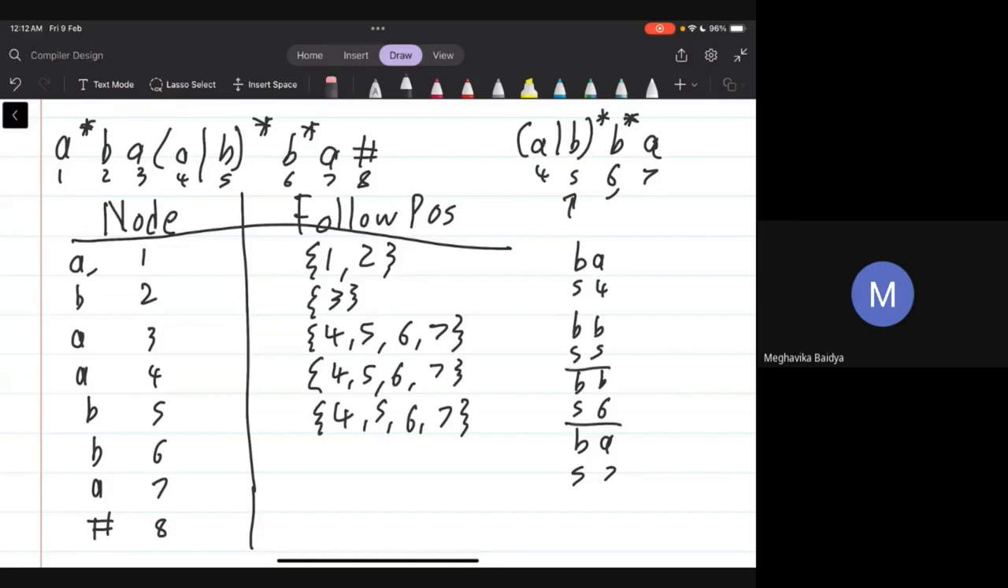You have to take all the possible combinations. So these are the 4 combinations, right? That means it can occur with 4, 5, 6, and 7. B can be followed by 4, 5, 6, 7. Why did you take four?